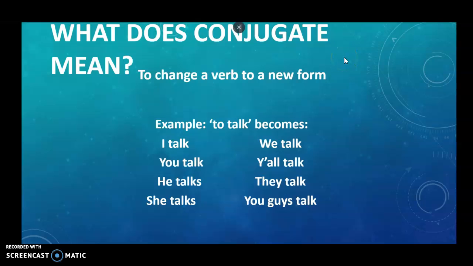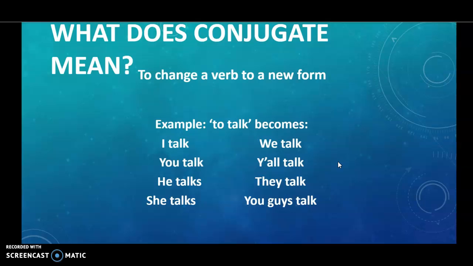Now, what does conjugate mean? It's really simple. It's a huge word, but it just means to change a verb to a new form. Now, that doesn't really help. So instead, I'm going to show you what it is in English. So on your page, it says examples in English, blank becomes blank. So your example is that to talk becomes any of these. I talk, you talk, he talks, she talks, we talk, y'all talk, they talk, you guys talk. That is what you're going to write there.